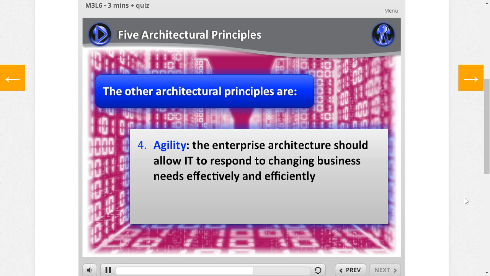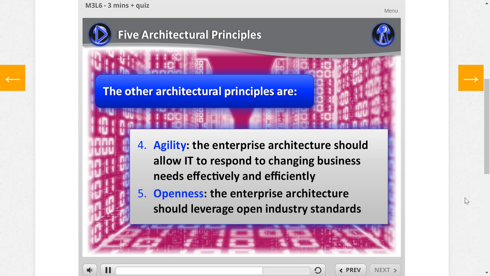And finally, openness. The enterprise architecture should leverage open industry standards. Many enterprises have learned, to their cost, of the dangers of becoming locked in to proprietary architectures.